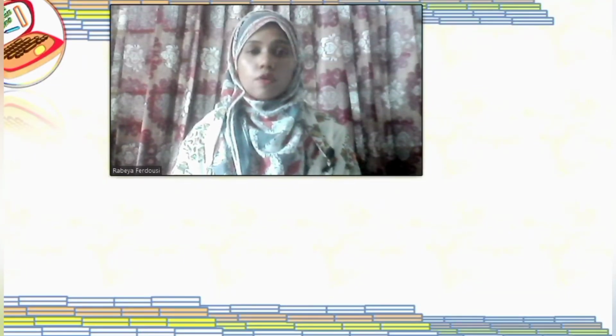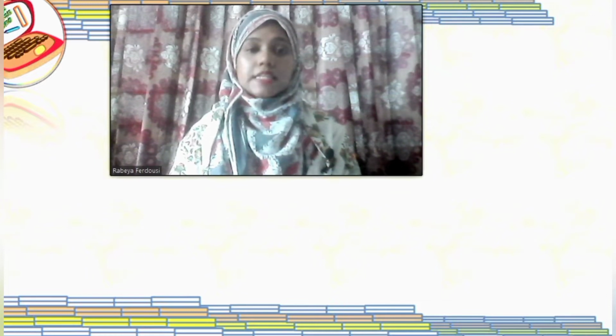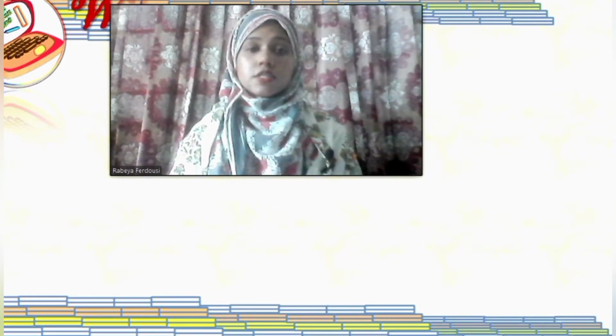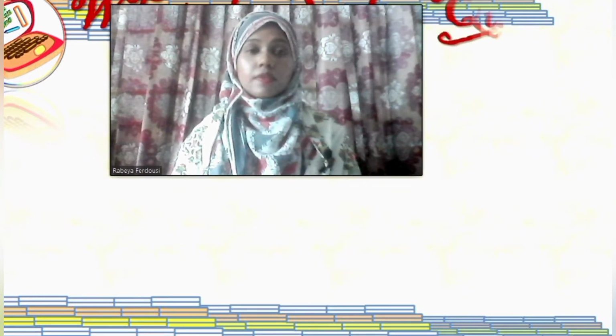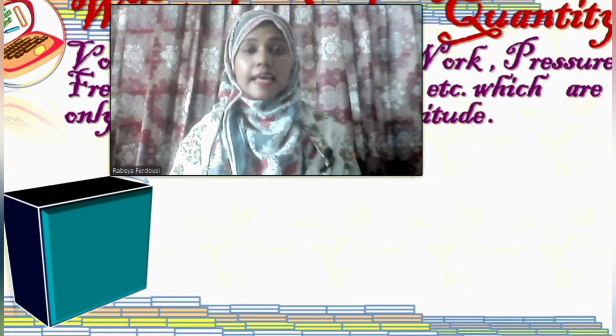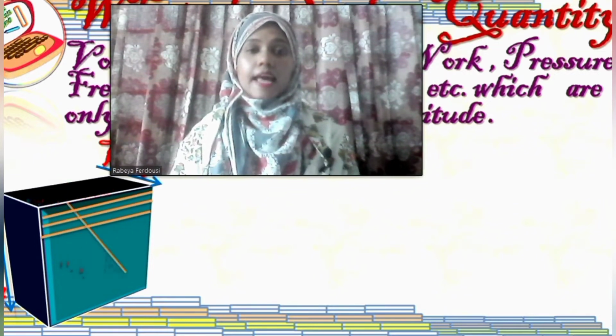Now I will discuss with you some examples of scalar quantities. Here in this slide you can see the volume of this box is 3 cm and the height of this box is 15 cm. The volume and height of this box do not have any direction. They only express the magnitude of this box. So we can say easily, the volume and height of this box are examples of scalar quantities.